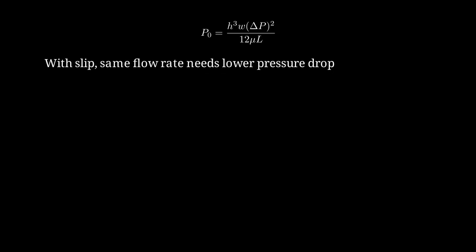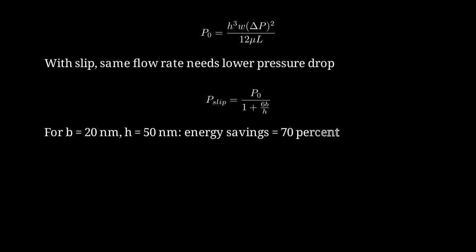Where does energy go in these flows, and how does slip affect dissipation? Power dissipated equals flow rate times pressure drop. This is the energy lost to friction per unit time. For classical no-slip flow, power dissipation has this form, proportional to pressure drop squared. With slip, achieving the same flow rate requires a smaller pressure drop because friction is reduced. The power dissipation with slip equals the classical power divided by 1 plus 6b over h. Slip reduces energy loss. With our standard example parameters, energy dissipation is reduced by 70% compared to the no-slip case.